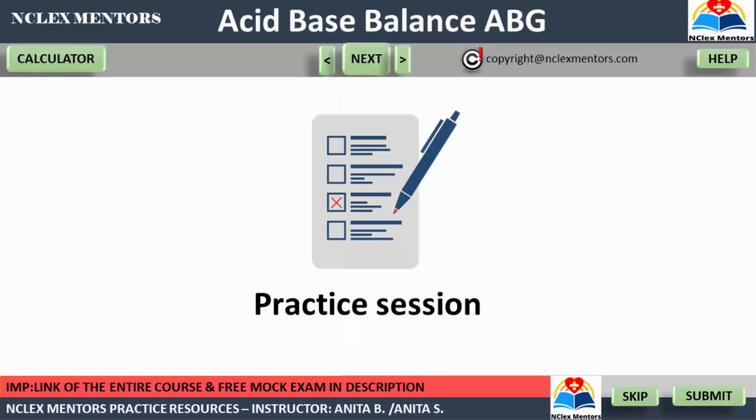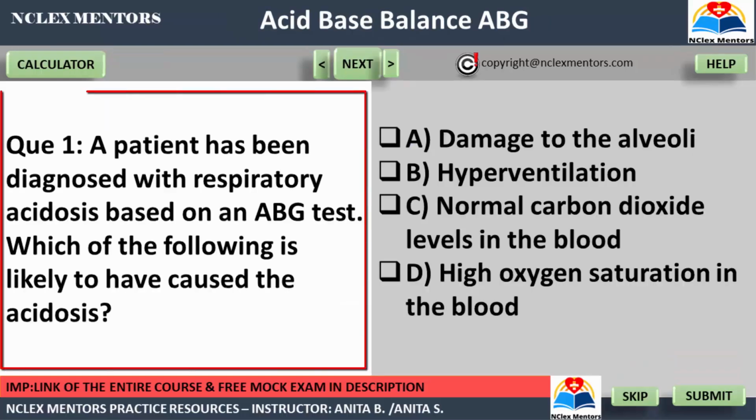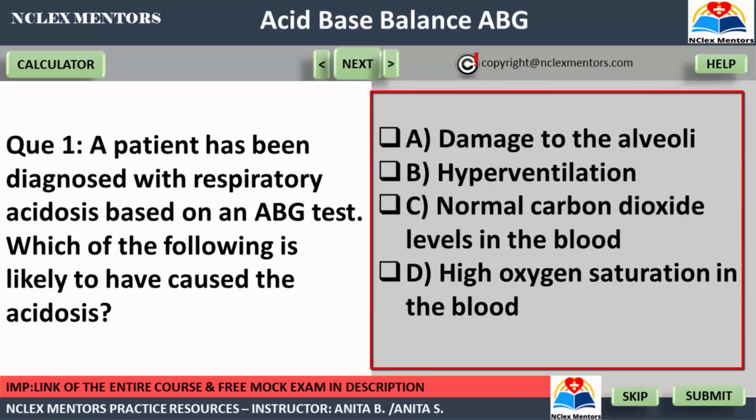After this case study question, let's do some more practice questions. A patient has been diagnosed with respiratory acidosis based on an arterial blood gas test. Which of the following is likely to have caused the acidosis? The options for this question given on the screen are Option A, damage to the alveoli. Option B, hyperventilation. Option C, normal carbon dioxide levels in the blood. Option D, high oxygen saturation in the blood.